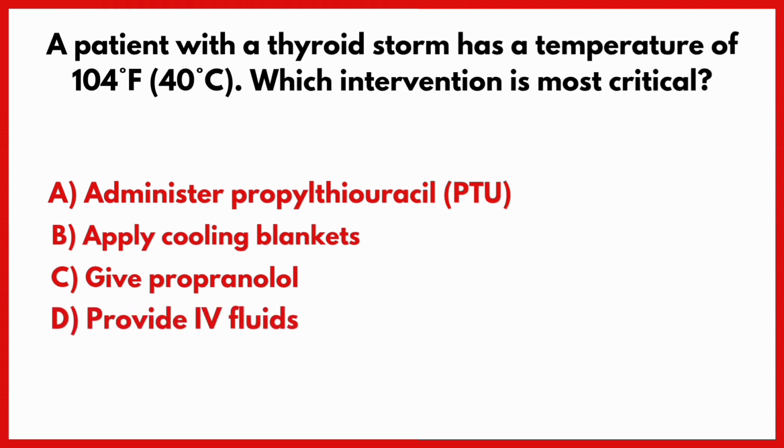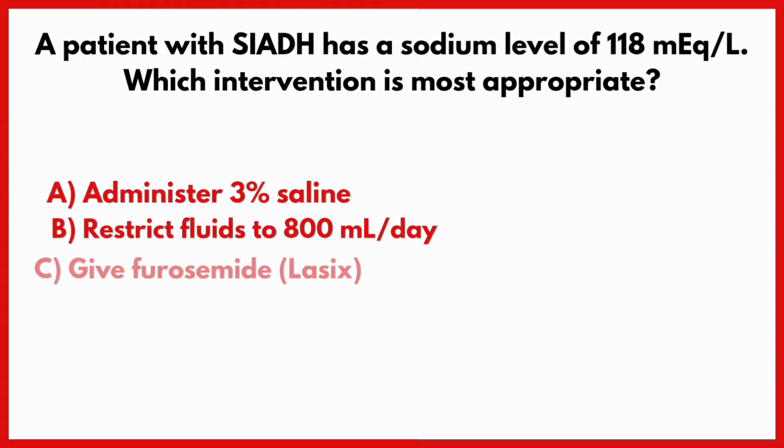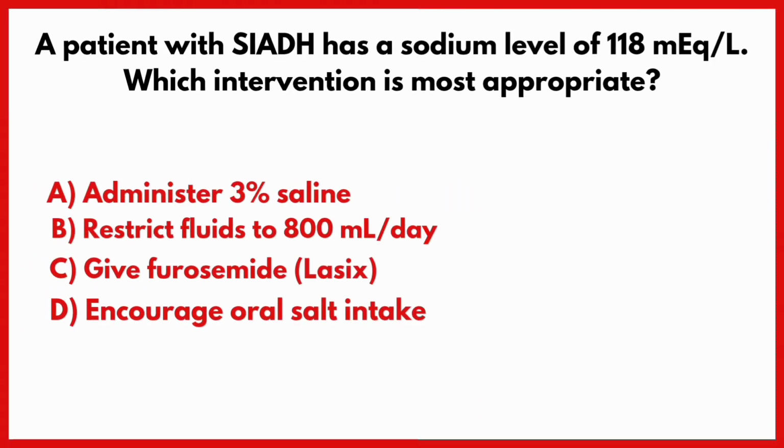A patient with a thyroid storm has a temperature of 104. Which intervention is most critical? Correct answer is option B. Apply cooling blanket. A patient with SIADH has a sodium level of 118. Which intervention is most appropriate? Correct answer is option B.